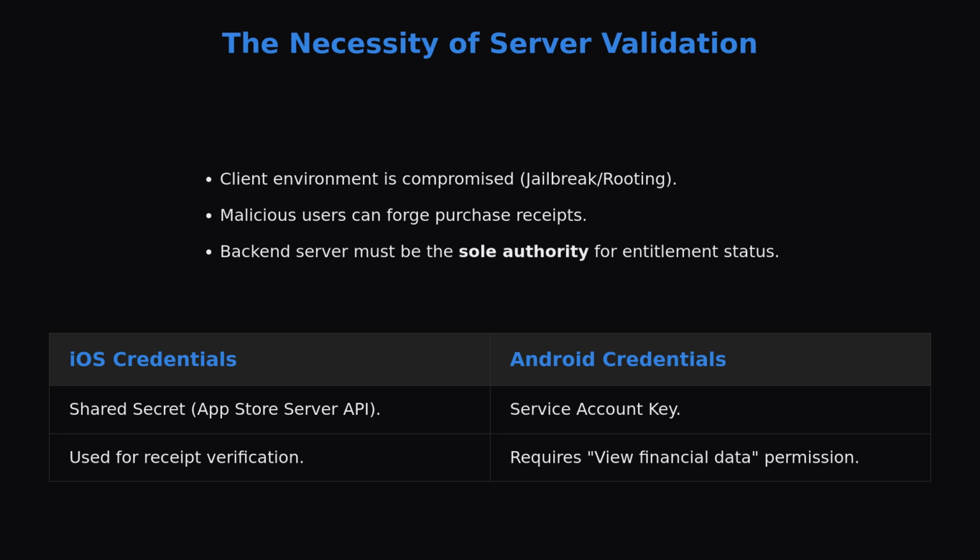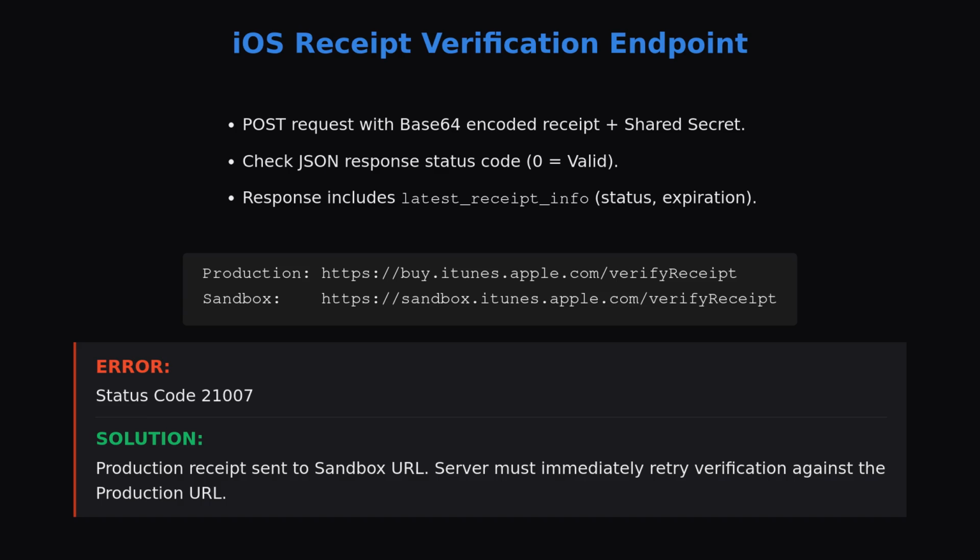The server requires platform-specific credentials to communicate with the stores. For Apple, this is the shared secret used with the App Store Server API. For Google Play, you need a service account key configured with the View Financial Data permission for the Google Play Developer API. The server validates an iOS receipt by constructing a POST request containing the base64 encoded receipt data and your shared secret. This request is sent to Apple's verification endpoint.